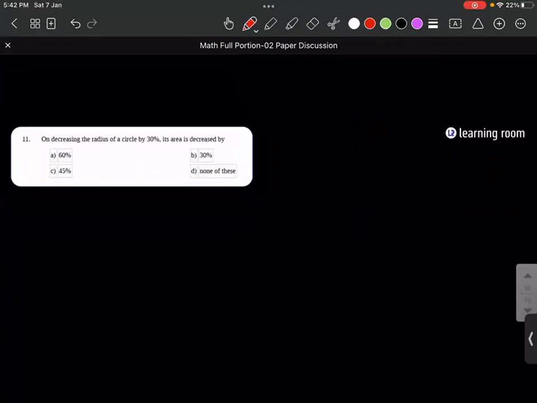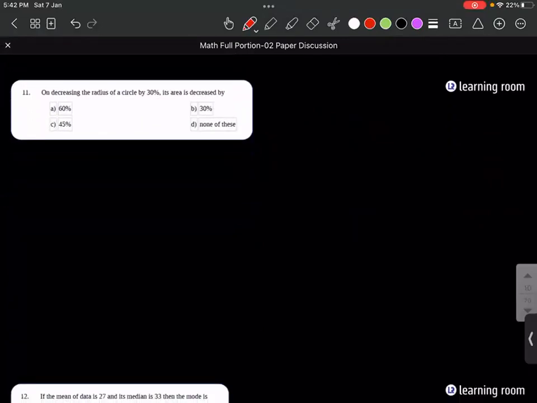So on decreasing the radius of the circle by 30 percent, the area is reduced by. So this one, I don't think it's any of the options. I put none of these, sir. None of these is the answer. So what is the answer you got? It should be 51%. Yes, sir, 51%.